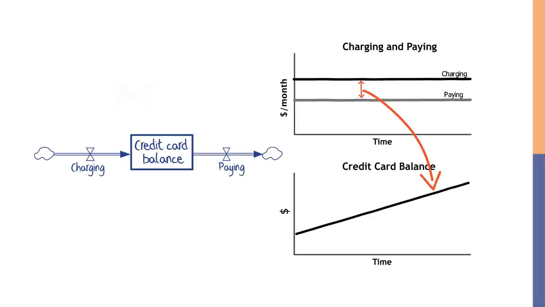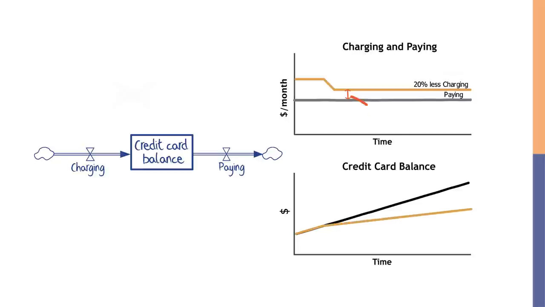But what if I try to solve the problem and reduce my charging, say, 20% or so? Here's where it gets tricky. If charging goes down, as many of you probably know, the balance doesn't necessarily go down. If charging remains above paying, see the little gap here? Then we will add that much to the debt every month. And the balance goes up. It goes up more slowly, but it still goes up.